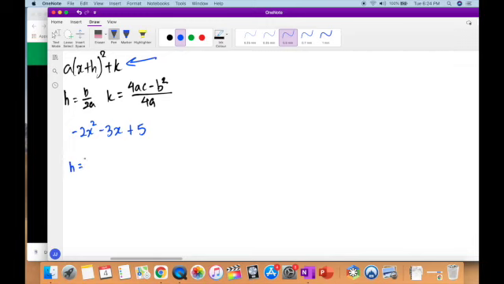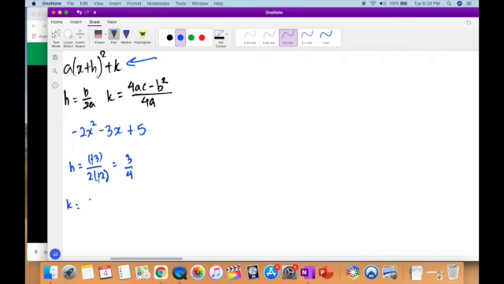h is equal to negative b, which is negative 3, all over 2 times a, which is negative 2. So h is, remember, these two negatives are going to cancel, right? So therefore, this h will end up being positive 3 over 4. Okay? Now let's go to k.